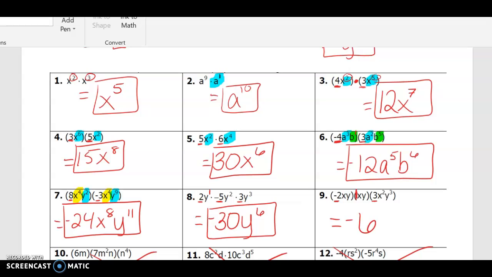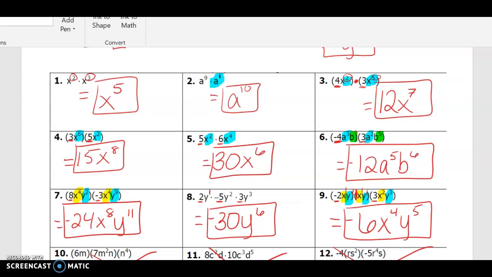Now I want to add my exponents of the same base. So I have an x to the first, x to the first, x to the second. 1 plus 1 plus 2 gives me x to the 4th. And my final base is my y's. So I have a y to the first, y to the first, y to the third. So 1 plus 1 plus 3 gives me y to the 5th. So my final answer would be negative 6, x to the 4th, y to the 5th.